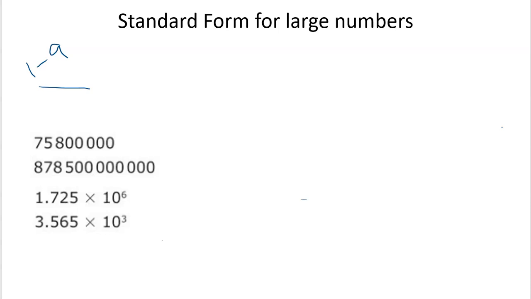So you put the point after that first digit, 7.58. And then you've just got to work out how far that decimal place has moved so that we can move it back when we need to. So times 10, and how many times do we times by 10? 1, 2, 3, 4, 5, 6, 7. So this is 7.58 times 10 to the 7.